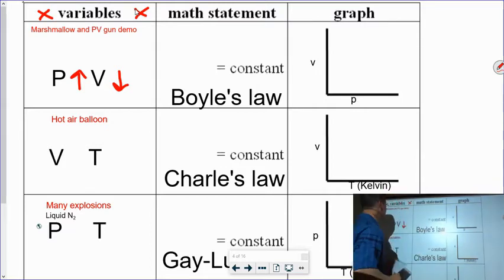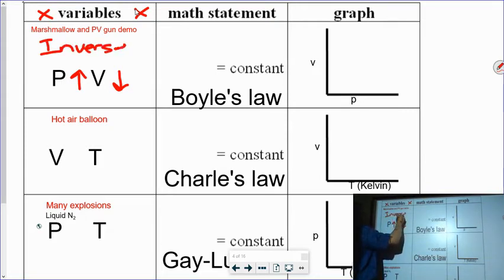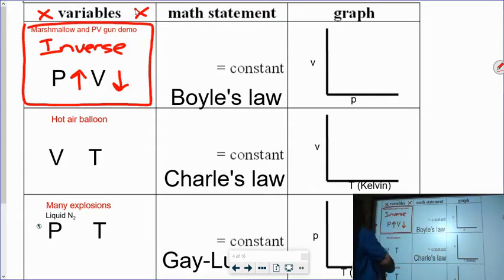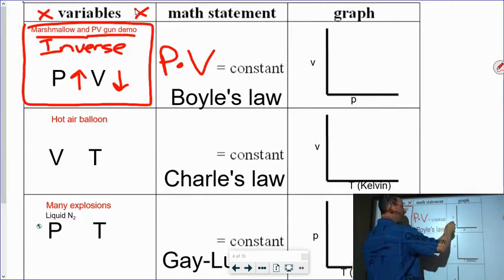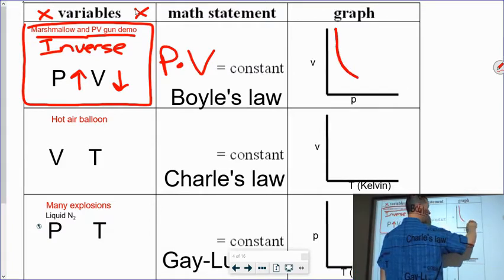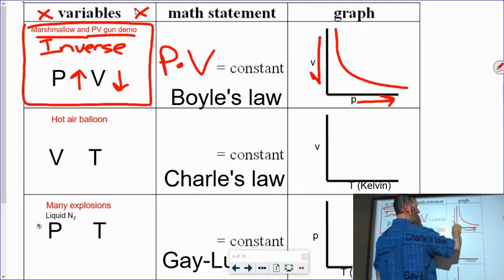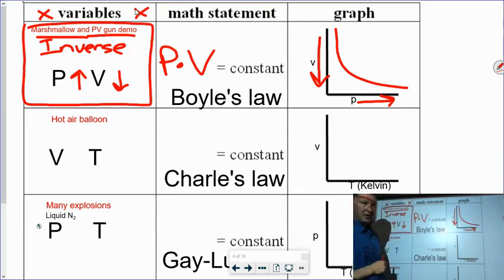So those two are opposite of each other, and this is an inverse relationship. So this is the only relationship, this one right here, that they are the opposites of each other. If you're in class, you would see the marshmallow and the pressure volume gun. So what that means is if pressure goes up, volume goes down. So P times V, you always end up getting the exact same number. And this ends up being a curve on a graph. So as pressure is going up, the volume goes down. So that's what you end up getting for information.